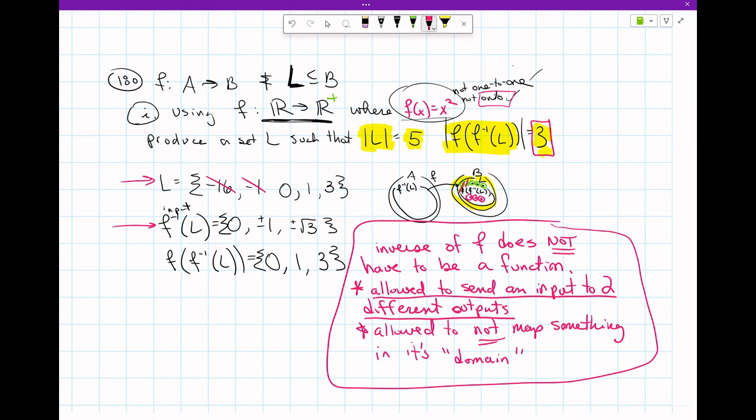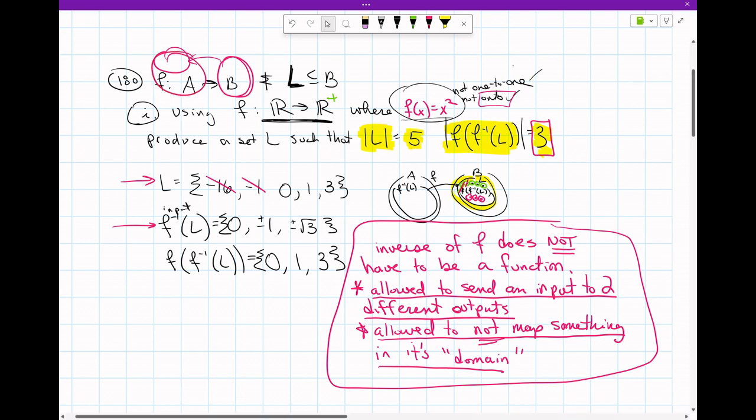If you want to see an example of that, message me and I'll make a video, because I do have an example of that from a homework assignment. But also, you need to know that it's allowed, an inverse image is allowed to not map something that's technically in its domain. So an inverse starts over here at B, and it goes back to A. And since B is not necessarily the range, it's the codomain, there can be elements in there that don't get mapped, and that's allowed.